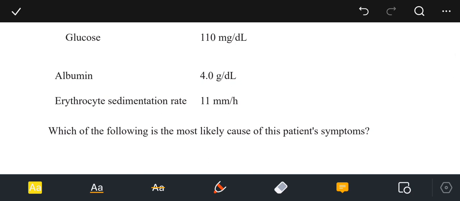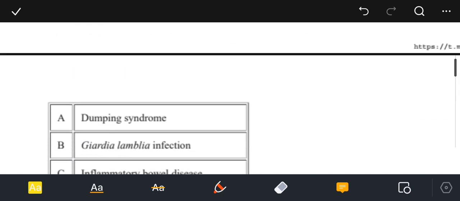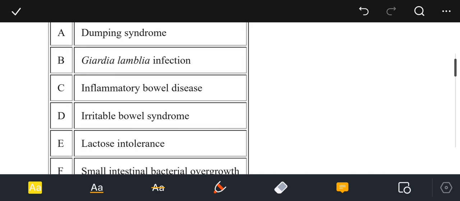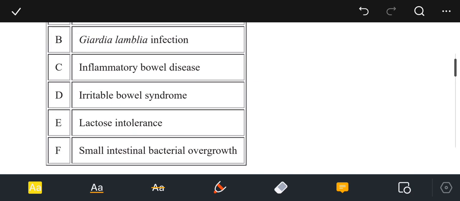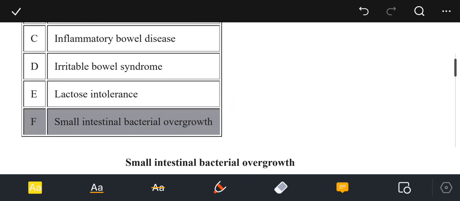Which of the following is the most likely cause of the patient's symptoms? And the options are dumping syndrome, Giardia lamblia infection, inflammatory bowel disease, irritable bowel syndrome, lactose intolerance, or small intestinal bacterial overgrowth. And the answer is option F, that is SIBO, or small intestinal bacterial overgrowth.